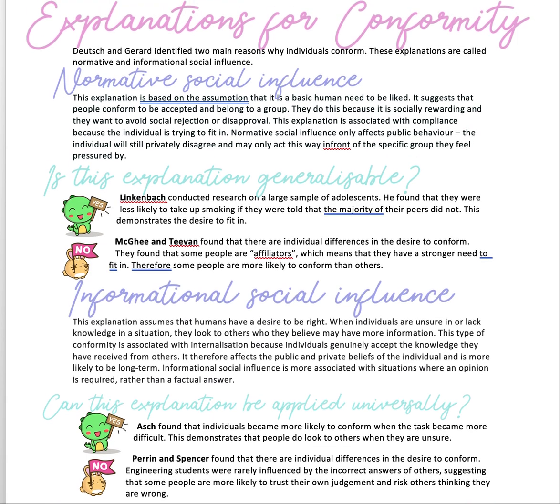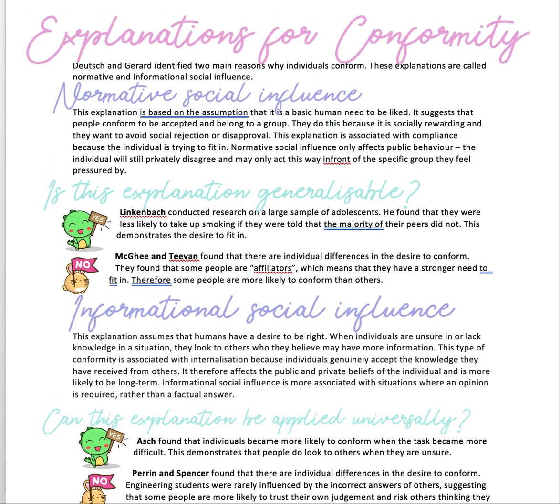Deutsch and Gerard put forward two different explanations. Normative social influence is based on the assumption that people have a desire to fit in, to be liked, they don't want to experience social rejection. So, this one is very similar to the idea of compliance.